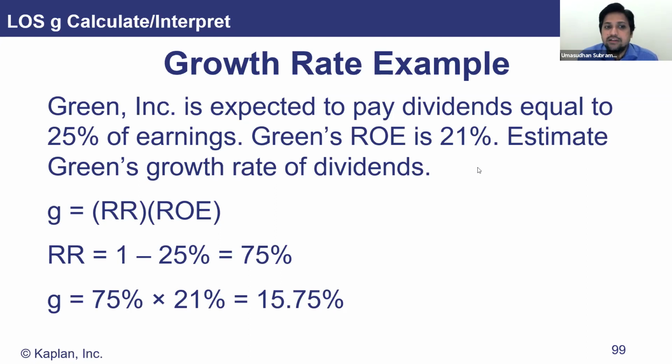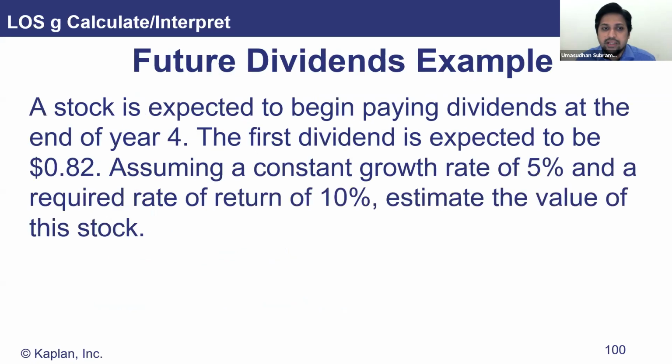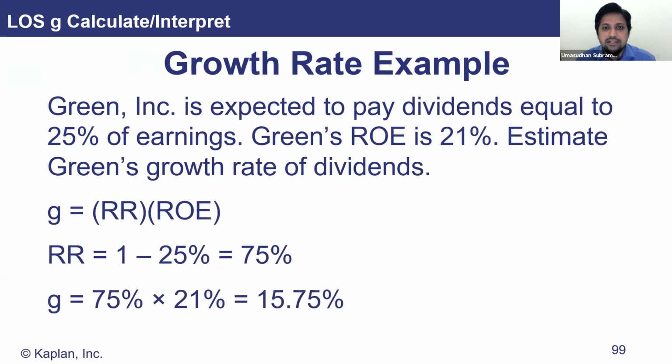In this case, Green Incorporation is expected to pay dividends equal to 25% of earnings. Green's ROE is 21%. Estimate Green's growth rate of dividends. Your retention ratio is 1 minus 25%, which is 75%. Then 75% times 21%, which is ROE, gives you 15.75%. So that's going to be the sustainable growth rate of the company. So that's the end of growth.